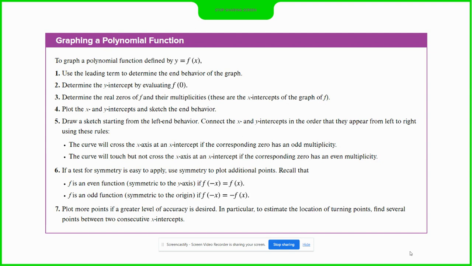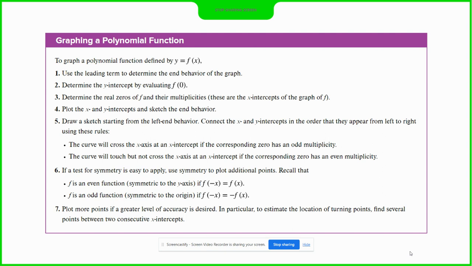Step two, determine your y-intercept. That's the super easy one. That's where we literally just let x be 0. That gives us another point on the graph. Step three, determine the real zeros. So then we will factor our problem out, set those equal to 0, and determine where it crosses the x-axis with the applied multiplicities, knowing that if the multiplicity is even, it will touch the x-axis and bounce back up or down. And if the multiplicity is odd, it'll go through it. Okay. And then, of course, after we get all of our results, we will then graph those points.